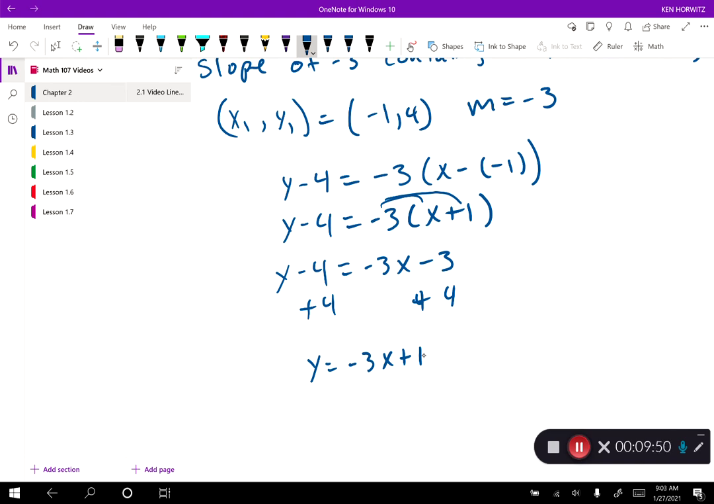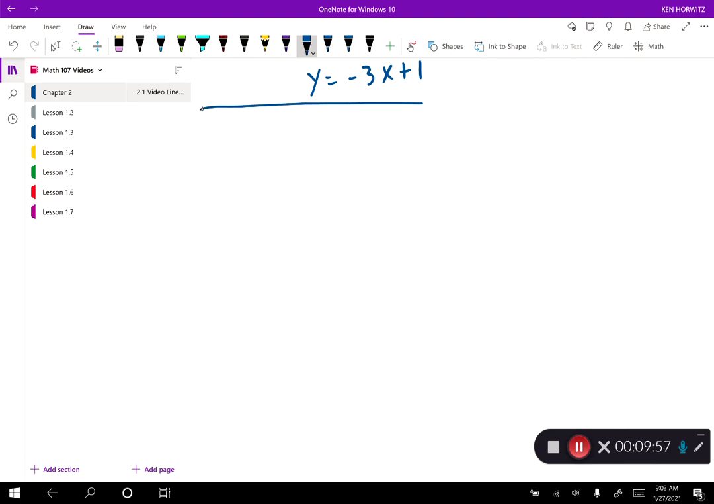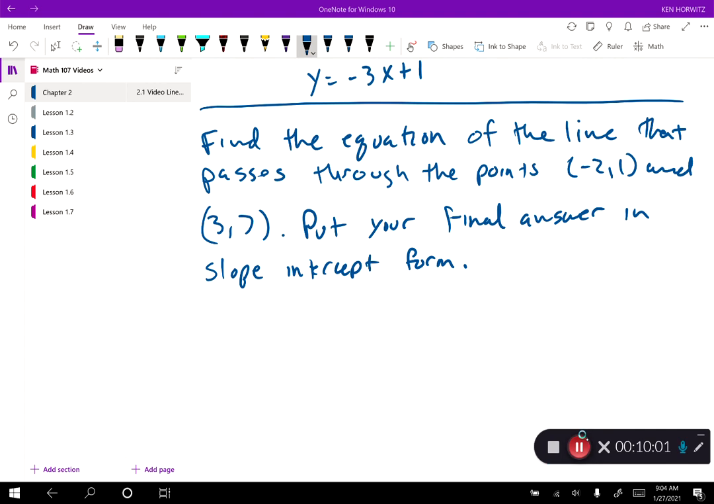All right, so let's try another one. Very similar concept. All I'm going to do is just change up the information. Find the equation of the line that passes through the points -2, 1 and 3, 7. Put your final answer in slope-intercept form. So I've given you a point. I've actually given you 2 points. Doesn't matter how many points I give you. As long as they're on the line, you can always use it in point-slope form.